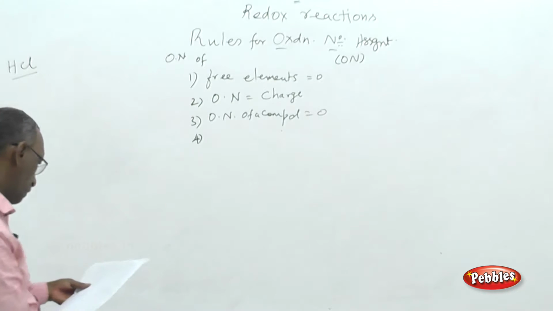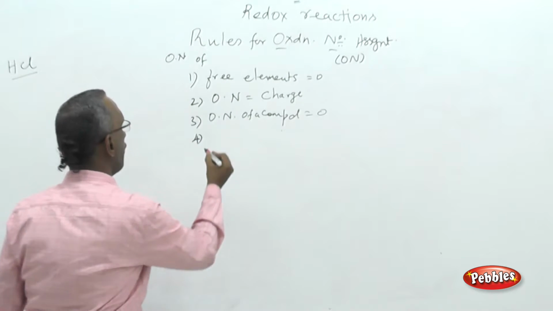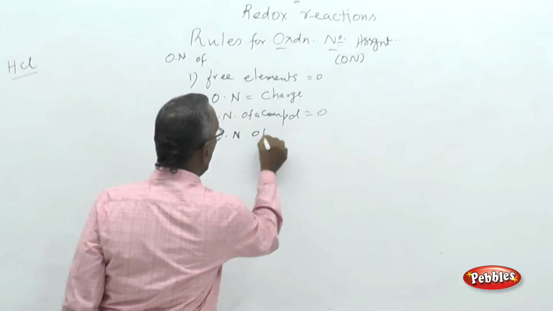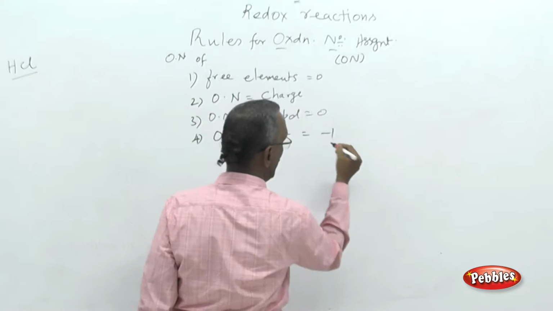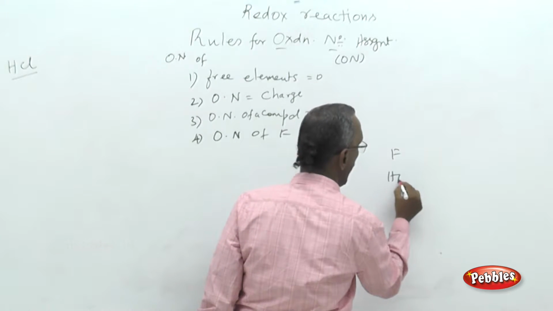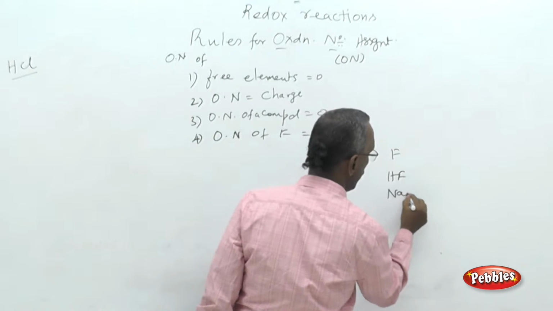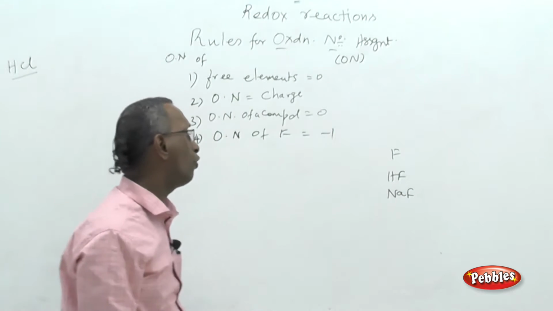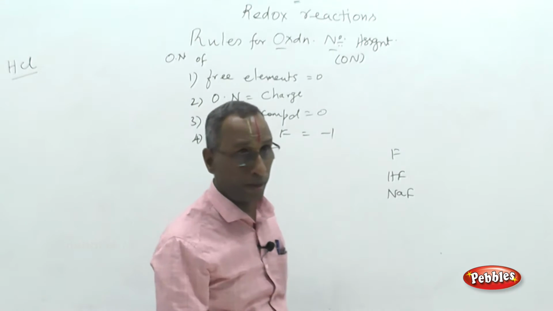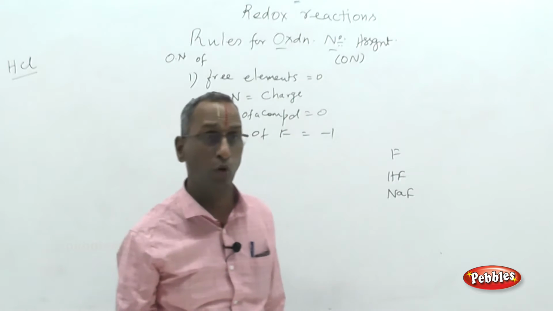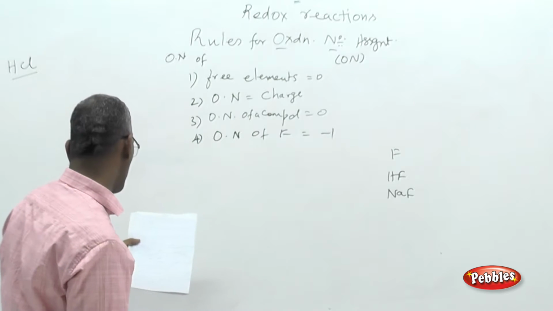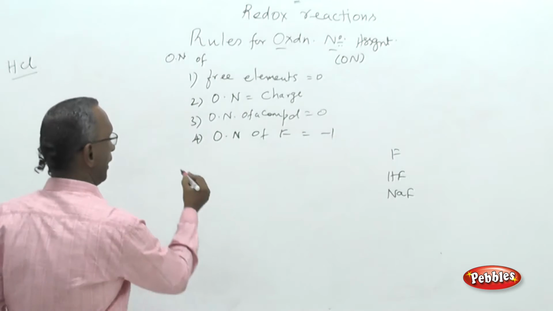Now the fourth rule is regarding the oxidation number of fluorine in its compounds. The oxidation number of fluorine in all of its compounds is -1. If you take any fluorine compound, it is always called fluoride: HF, hydrogen fluoride; NaF, sodium fluoride. Because fluorine is the most electronegative element in the periodic table, it attracts electrons from all other atoms, excepting of course the inert gases. So the fluorine oxidation state is always -1.